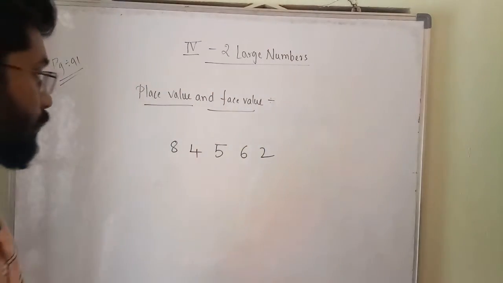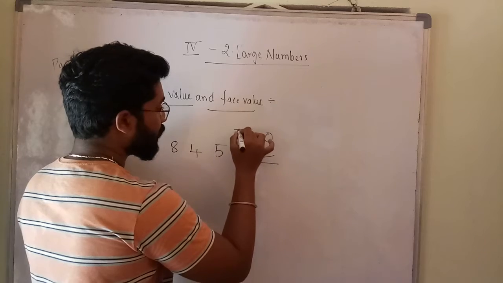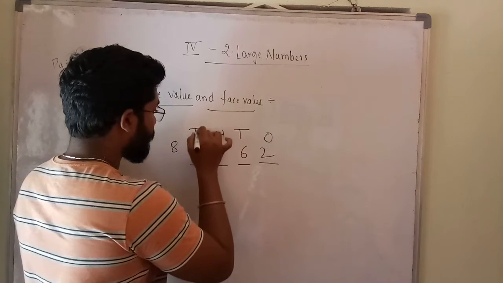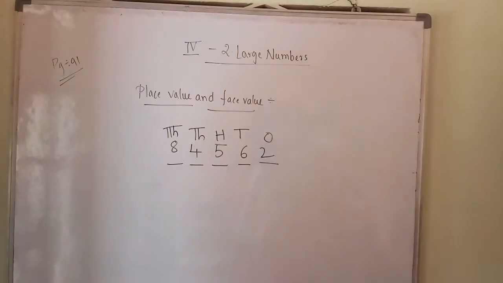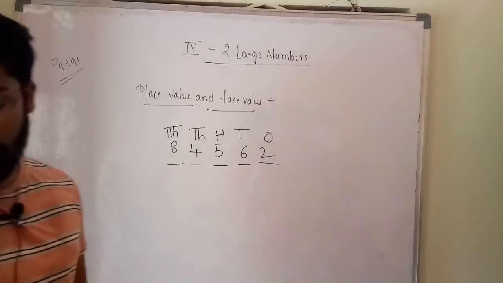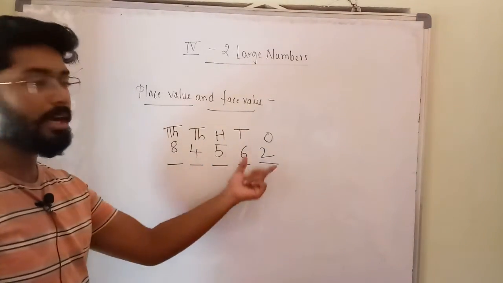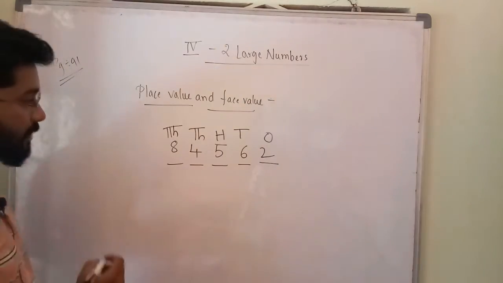84,562 is the number. Let us see. This 2 is in the ones place, this 2 is in the tens place, this is in the hundreds place, this is in the thousands place, this is in the ten thousands place. Okay, so write the place value and face value of each digit in the number. For every digit you have to find the place value and face value. So let us see.